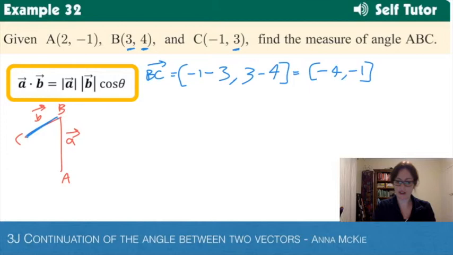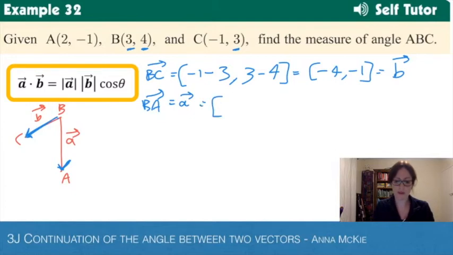Now the next vector, perhaps I'll call that little letter b. The next one is, which direction are these going? That's BC going that way, and that's BA going this way. So I'll call it BA, and I'll say that's equal to vector A. Working that out, because A is in the second position, we do 2 subtract 3, and then the -1 from A, subtract 4, working that out gives us -1, -5, and that's vector A.